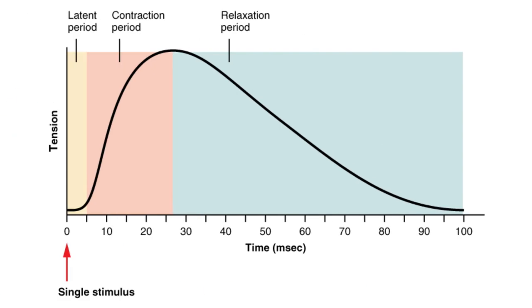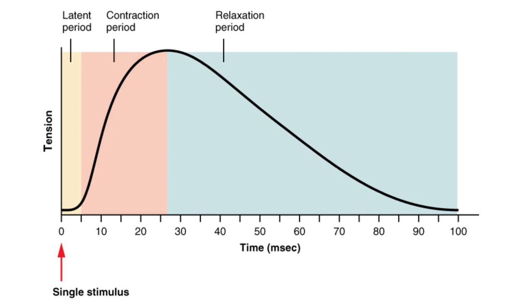This is what a twitch looks like. You see the stimulus over there at the 0 second line. Then we have the latent period, that brief delay. As the graph is going up, you have contraction. As the graph is going down, we have relaxation.